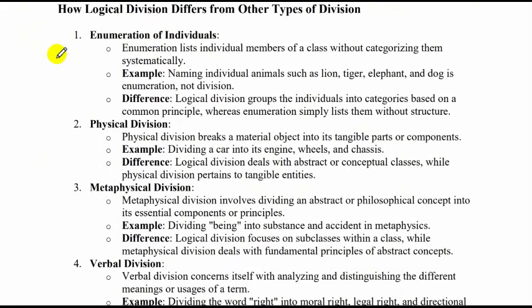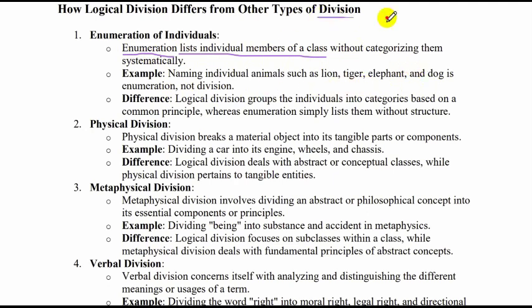So, how does logical division differ from other types of division? One is enumeration of individuals. Enumeration lists individual members of a class without categorizing them systematically. Example: naming individual animals such as lions, tigers, elephants, dogs is enumeration, not division. Enumeration means listing of individual members of a class, and we are not categorizing them, we are just listing them.